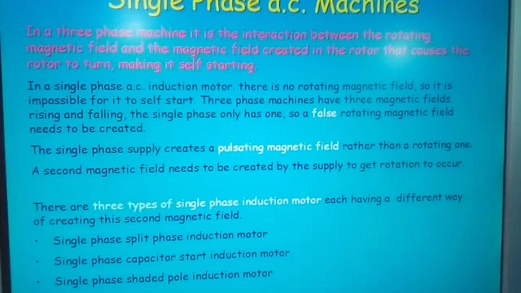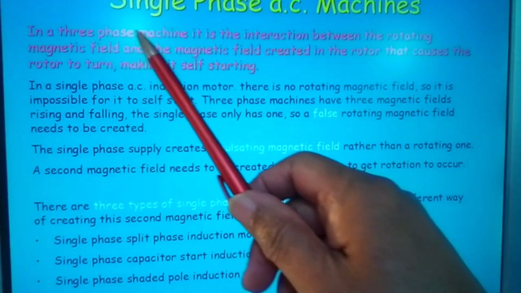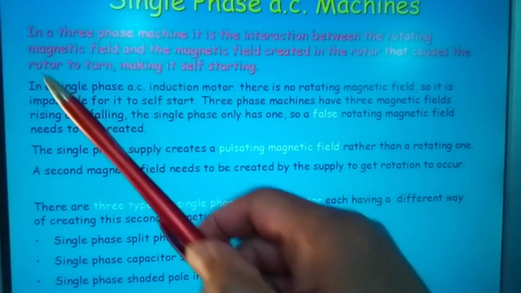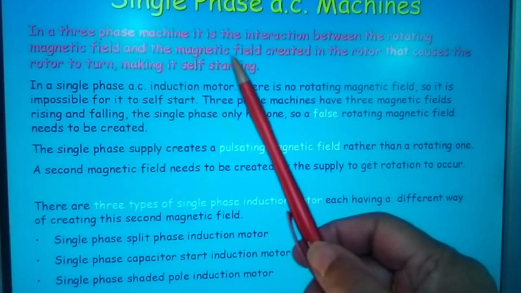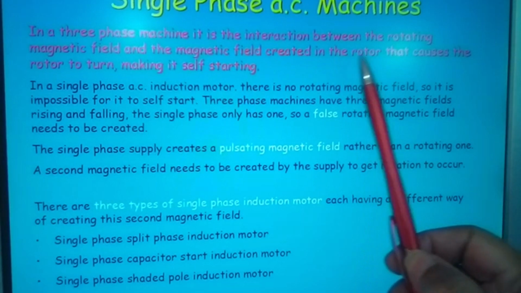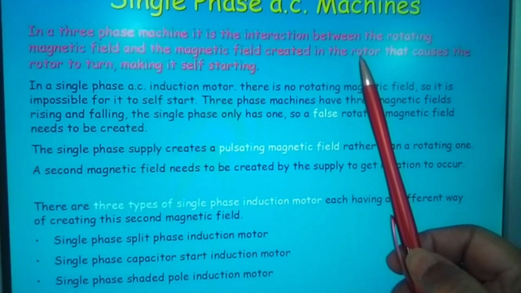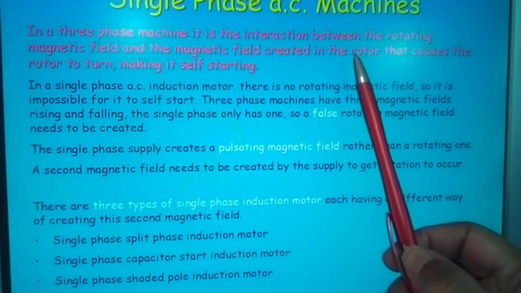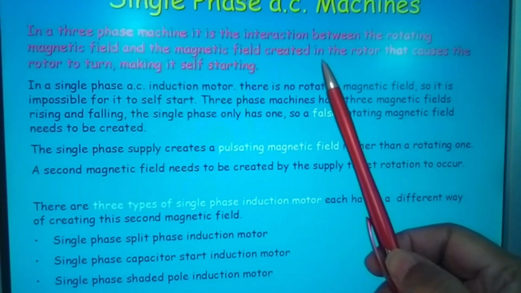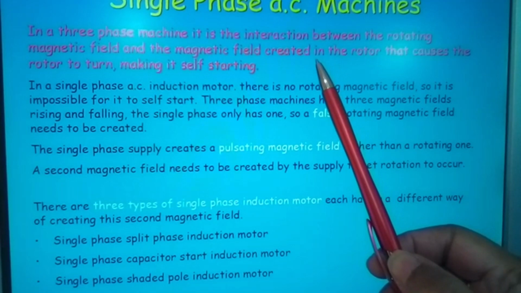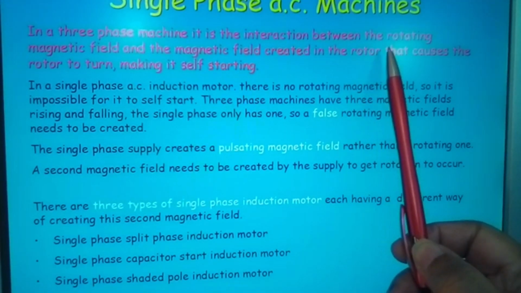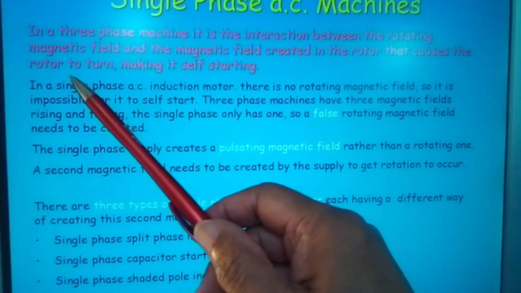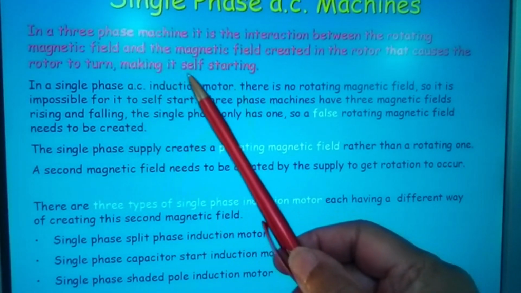Single-phase AC machines. Now, in a three-phase machine, it is the interaction between the rotating magnetic field and the magnetic field created in the rotor that causes the rotor to turn, making it self-starting.